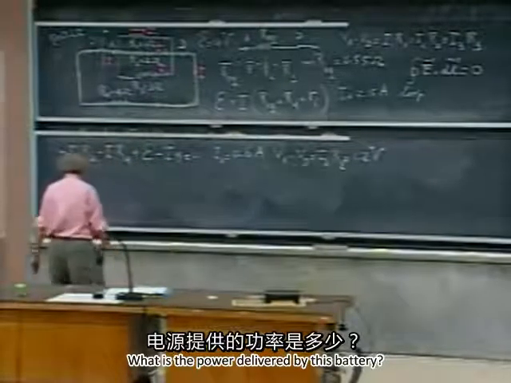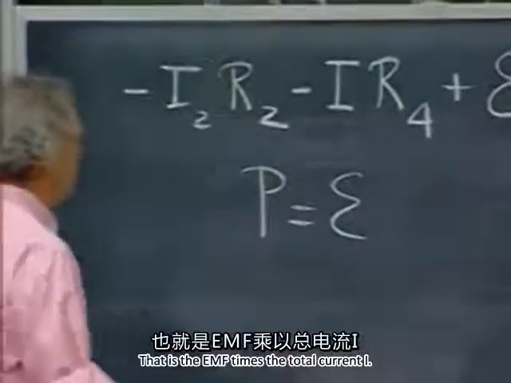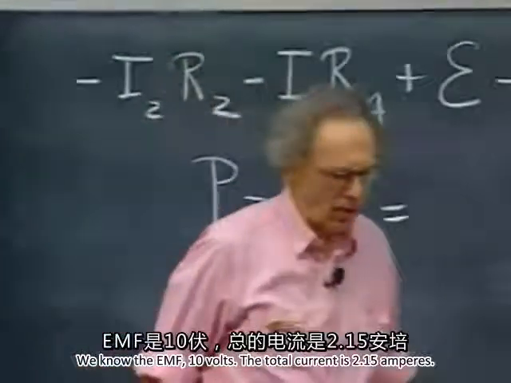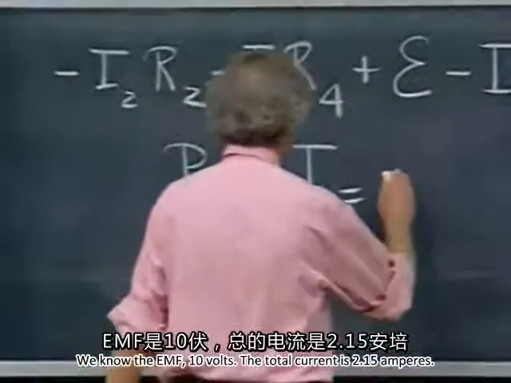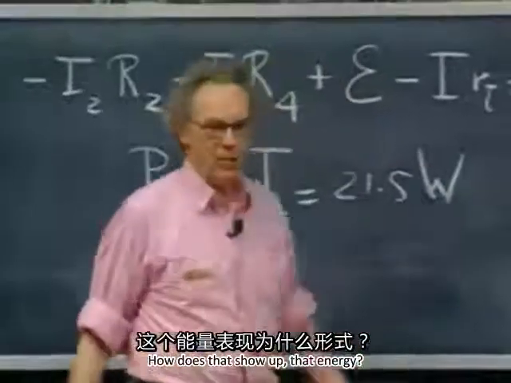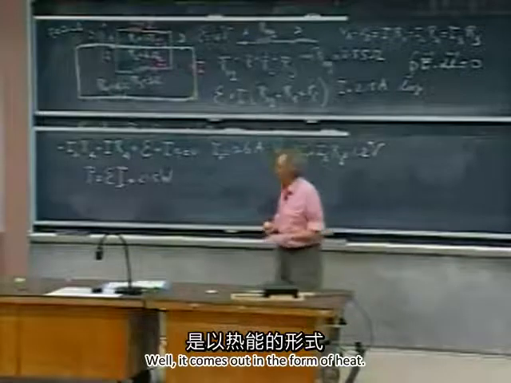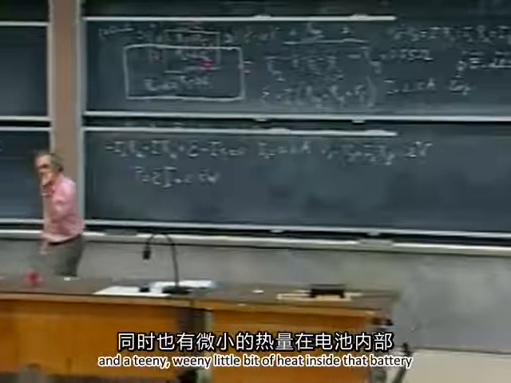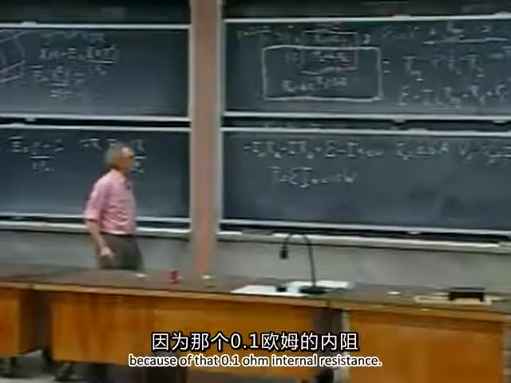What is the power delivered by this battery? That is the EMF times the total current I. We know the EMF, 10 volts. The total current is 2.15 amperes. So this is 21.5 watts. How does that show up, that energy? Well, it comes out in the form of heat. Heat in R4, heat in R1, R2, and R3, and a teeny weeny little bit of heat inside that battery because of that 0.1 ohm internal resistance.